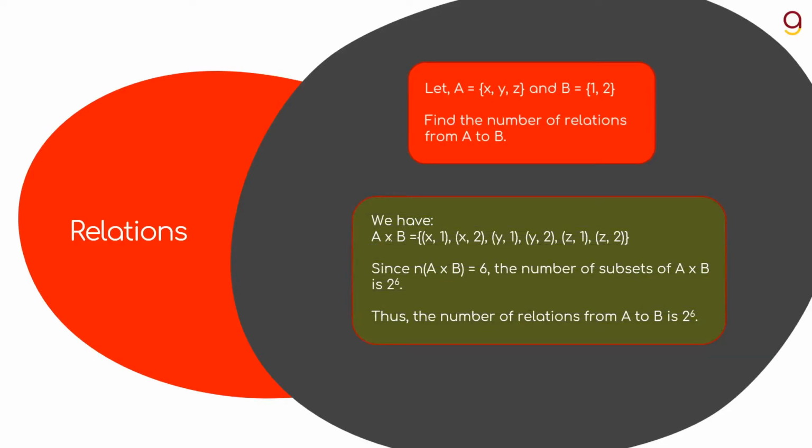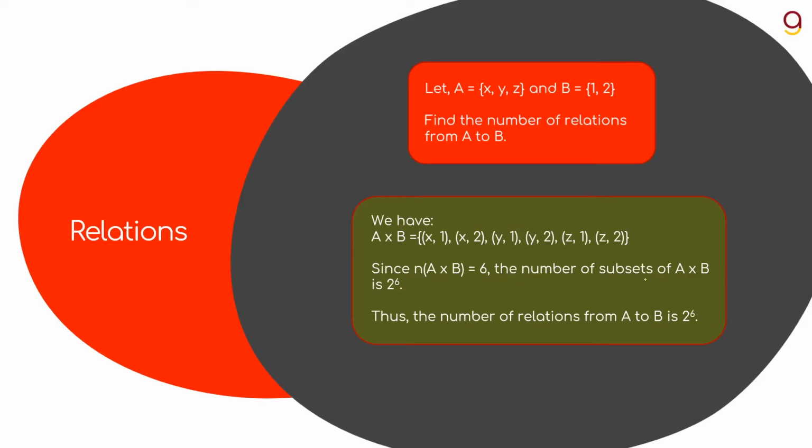So yeah, we have already learned in Cartesian product how to do A cross B. So A cross B will contain 6 elements and ordered pairs as the elements. The first ordered pair is x comma 1, next x comma 2, then y comma 1, y comma 2, z comma 1 and z comma 2. These are the 6 ordered pairs. So n of A cross B is these 6 elements.